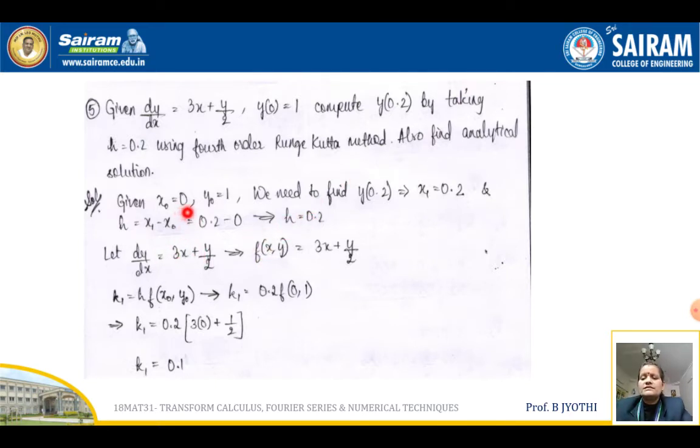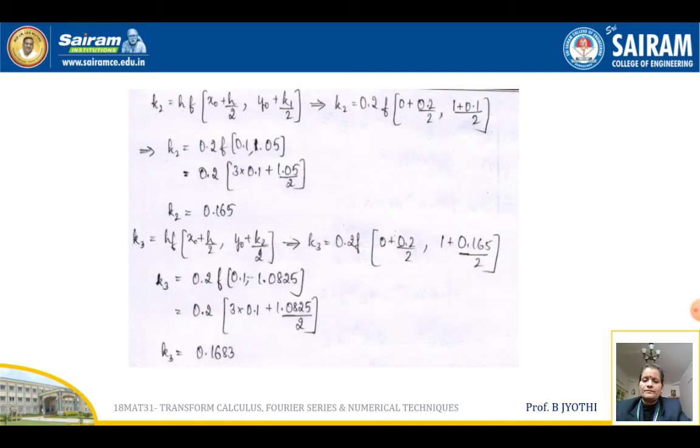So let us consider x0 and y0, that is 0 and 1 respectively. We need to find y of 0.2. That implies x1 is 0.2 and h is x1 minus x0, that is 0.2 minus 0, so h is 0.2. And f of x, y is nothing but the given function, that is (3x plus y) by 2. And k1 is computed by using the formula h into f of x0 comma y0, which gives us 0.1.